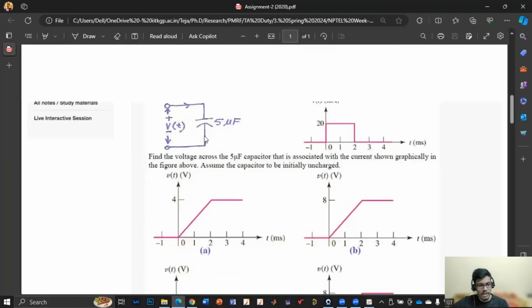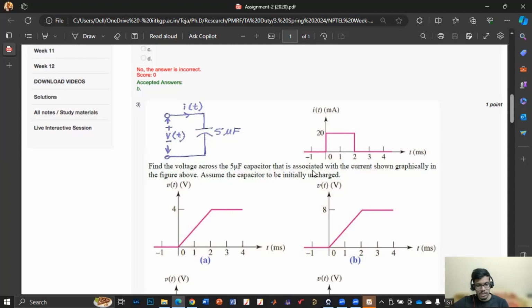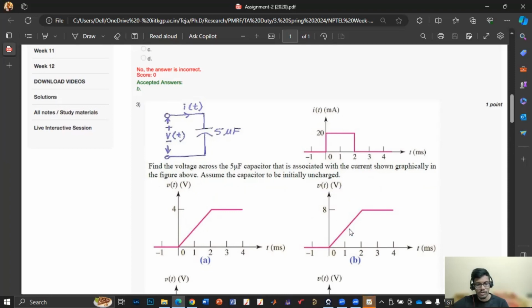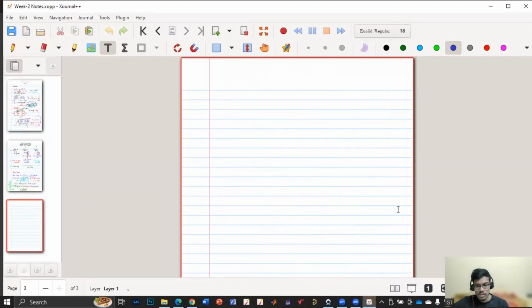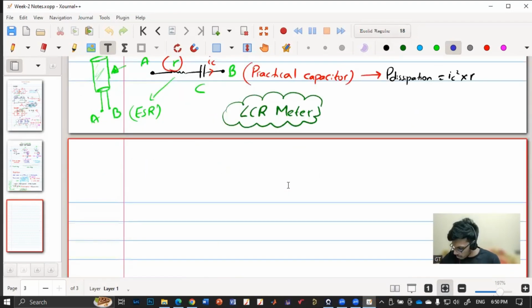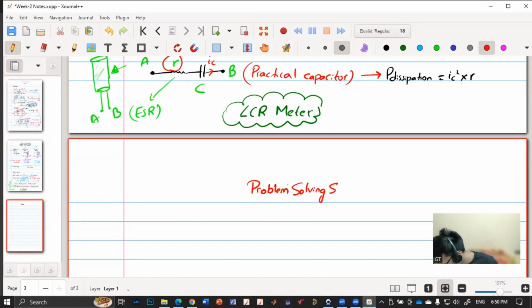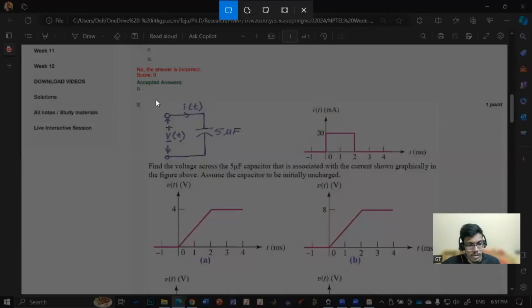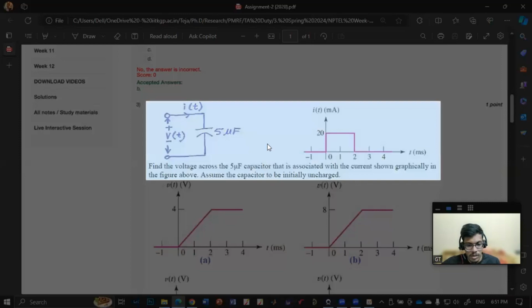So for the first question, we'll be taking the one where they have given the voltage across the capacitor, 4 waveforms, and from the inductor current, we need to get the voltage waveform. Okay, so let us go back to our writing notes, and we are considering problem solving. So this is the problem solving session. Okay, so I'll just take a screenshot of this, and we'll copy it in this.